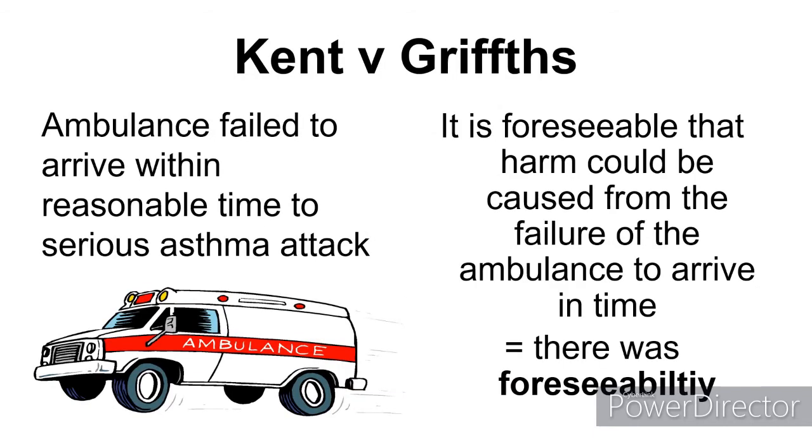A case illustrating this idea of reasonable foreseeability is Kent v Griffiths. In this case, an ambulance failed to arrive in time when it was called to deal with an asthma attack. The court held that it was reasonably foreseeable that a patient would get worse if an ambulance failed to arrive in time. So there was foreseeability in this case.